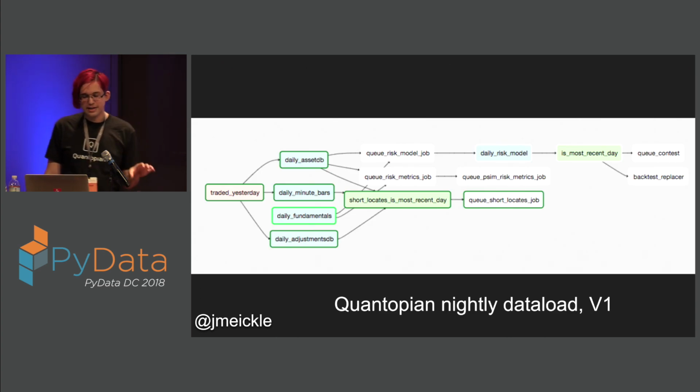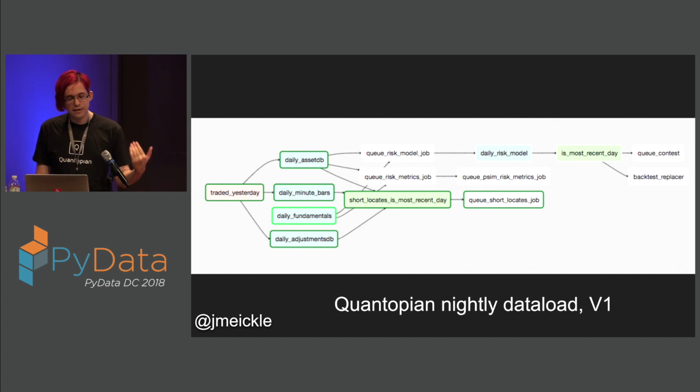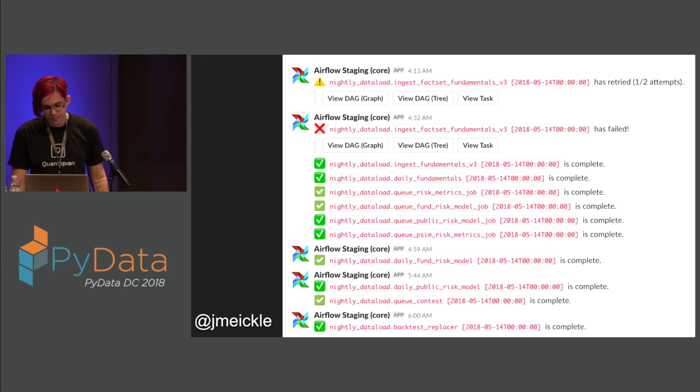So here's what our nightly data load process looked like when we started putting it in Airflow. We would decide whether we traded yesterday. If we did, we had some other non-Airflow services that would be producing data, and we would wait for them to complete. And if they did complete, we would start queuing some tasks downstream. If all those tasks queued successfully, we would replace some of our services as well as run the nightly Quantopian contest where we simulate your performance on the results of the data from that day.